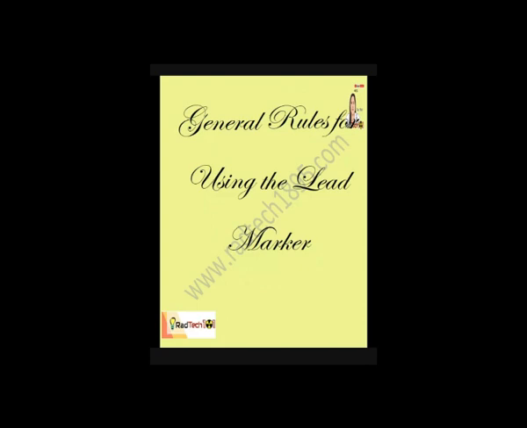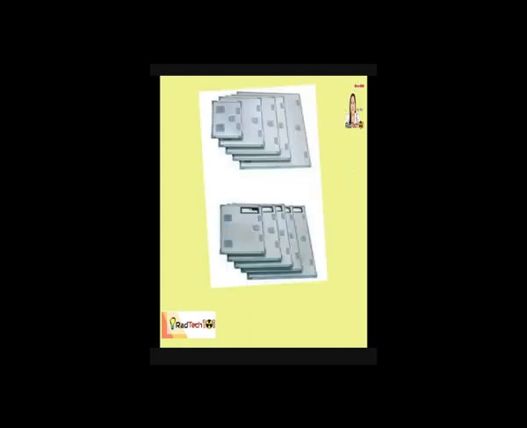So, as we go along with this discussion, you will be able to identify the circumstances or the instances where the use of additional lead markers are required. So this is an example of a radiographic cassette of various sizes. These are the parts of the cassette.